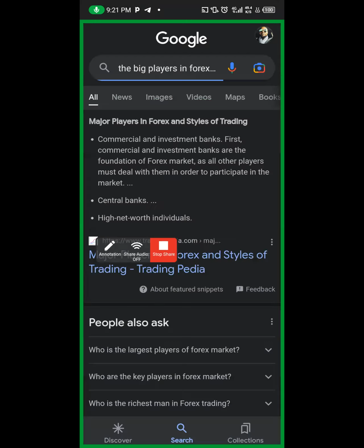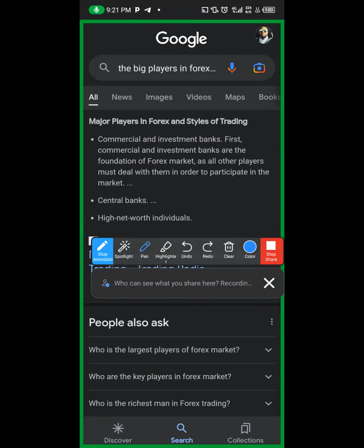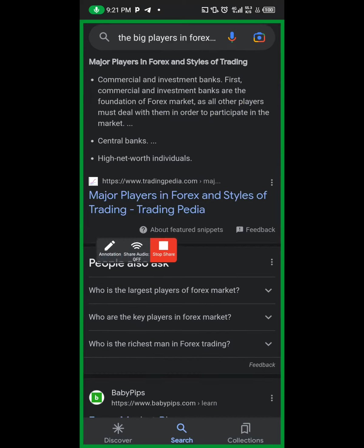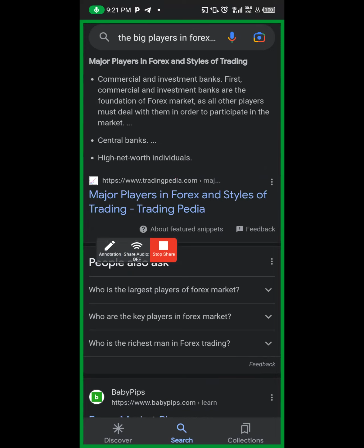Can you see, guys? Look at this. Major players in Forex trading are who? Can you see it now? Commercial and investment banks. First, commercial and investment banks are the foundation of the Forex market, as all other players must deal with them in order to participate in the market. You see it now? Can you imagine? All other players must deal with them to participate in the market.